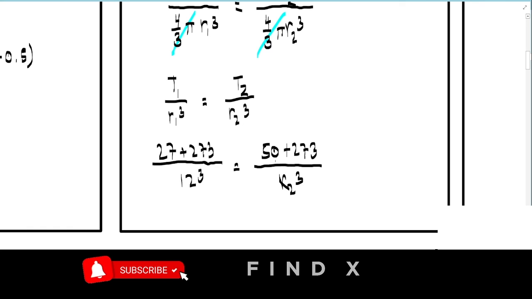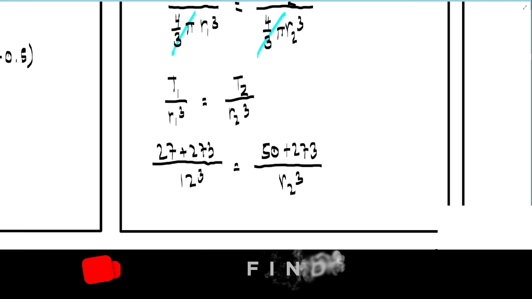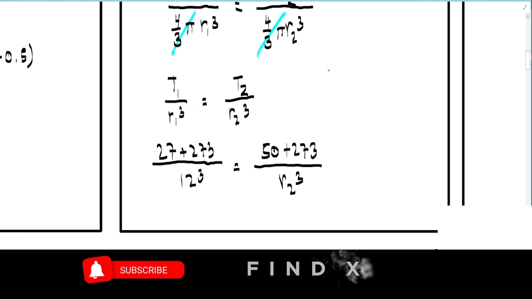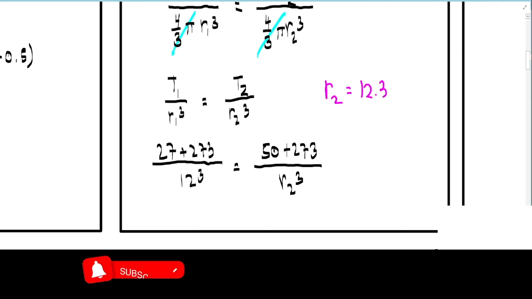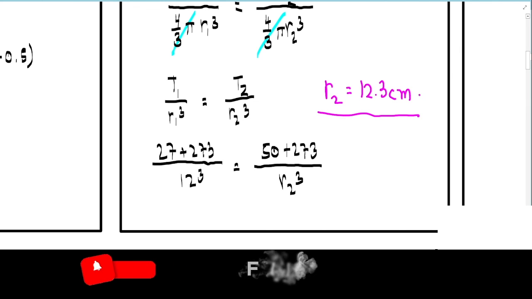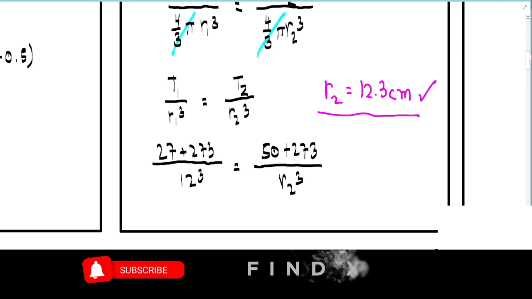And then you can use your calculator to solve for this one. Solving for this, the value for R2 is approximately equal to 12.3 centimeters. So that is the final answer, and let's move on to the next one.